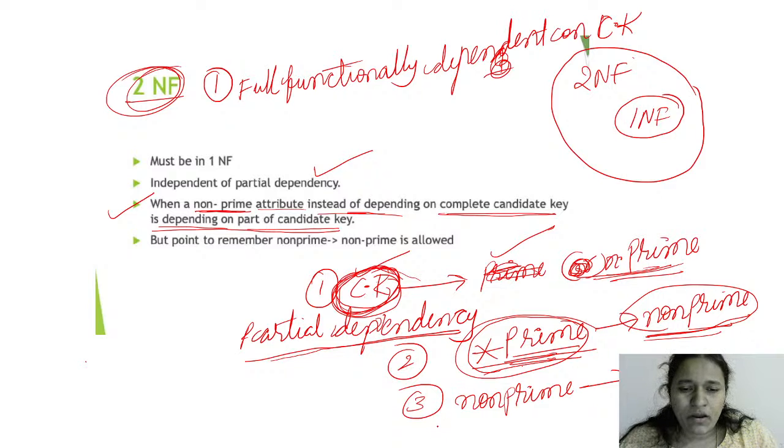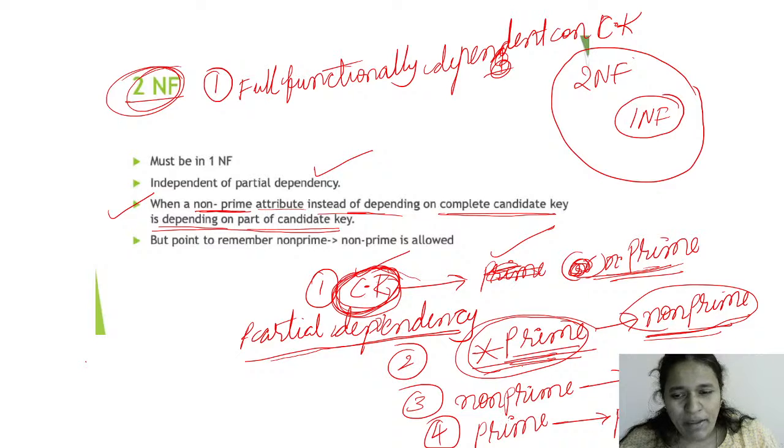Right hand side prime is also, there is no problem in second normal form. If left hand side prime and right hand side prime, this is also no problem in second normal form. Okay, now we will do the revision of second normal form. The second normal form is fully functional dependent on candidate key. Partial dependency is not allowed.